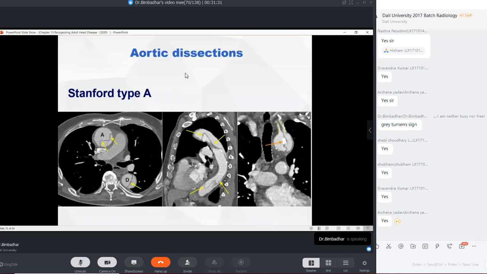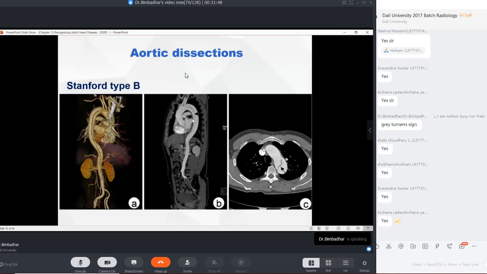See, these are Stanford type A examples. I can see a bigger calcification here, and dissection and expansion of the space of the aorta. This one is Stanford type B. And generally this is a 3D reconstructed image, which is the gold standard today.